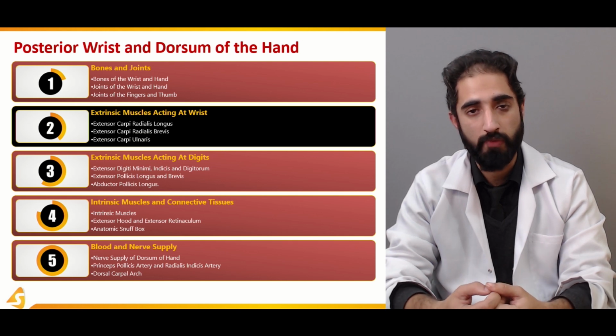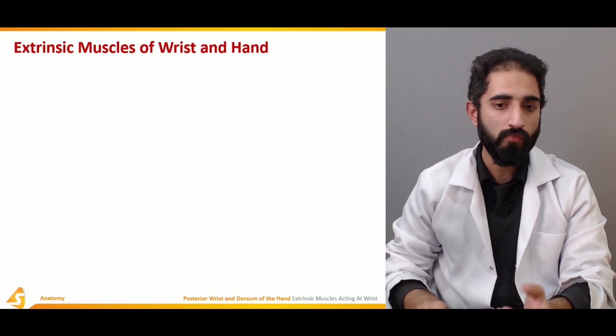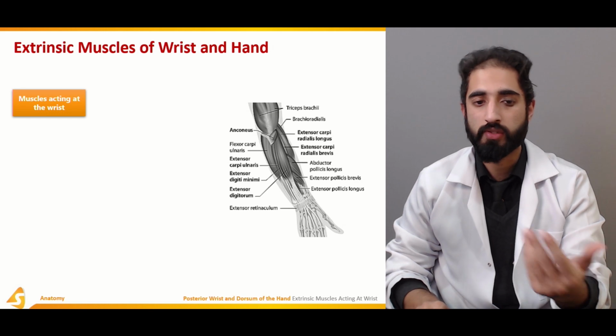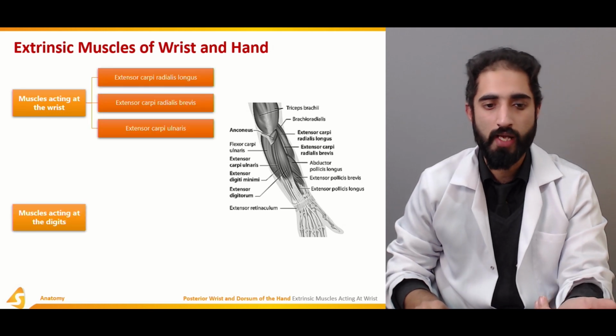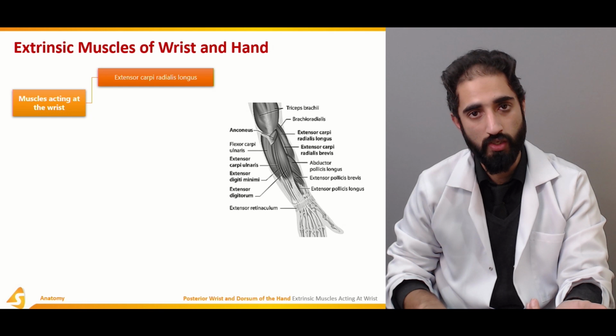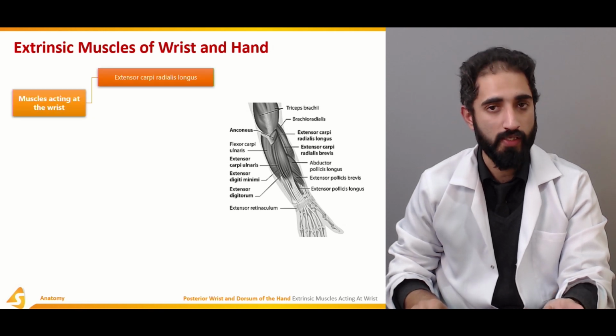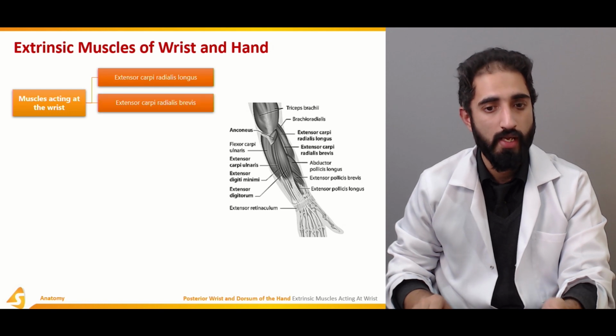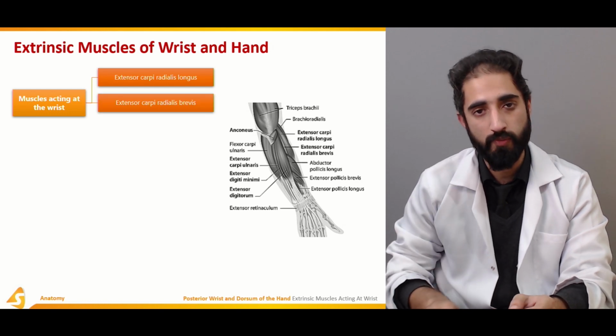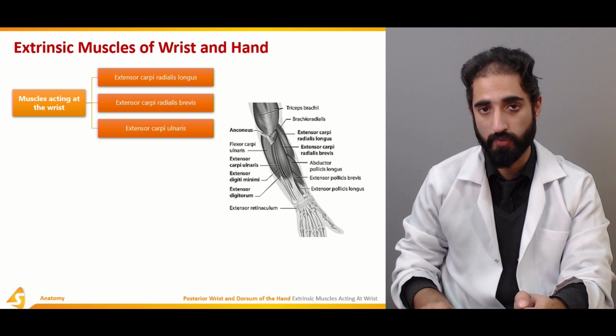So those extrinsic muscles acting at the wrist and hand can be divided into two types: the muscles acting at the wrist joint as well as the muscles acting at the digits. Talking about the muscles acting at the wrist, we have the extensor carpi radialis longus muscle, extensor carpi radialis brevis muscle, and extensor carpi ulnaris muscle.